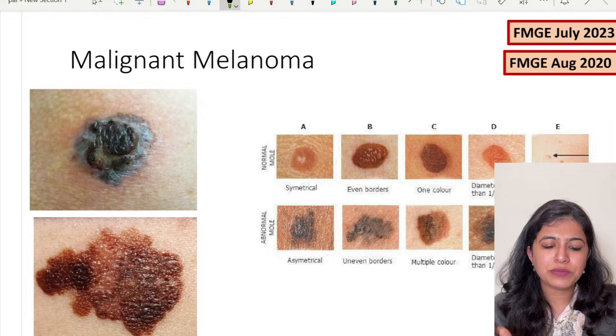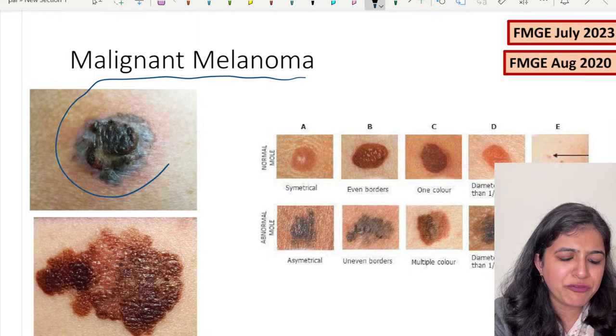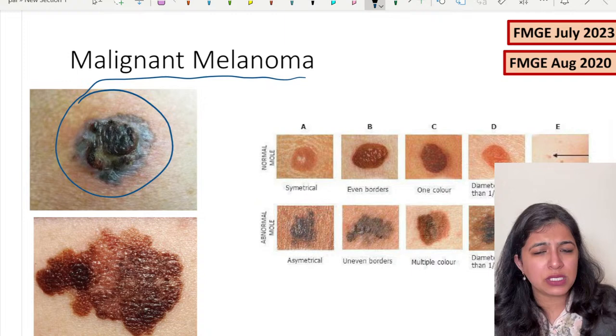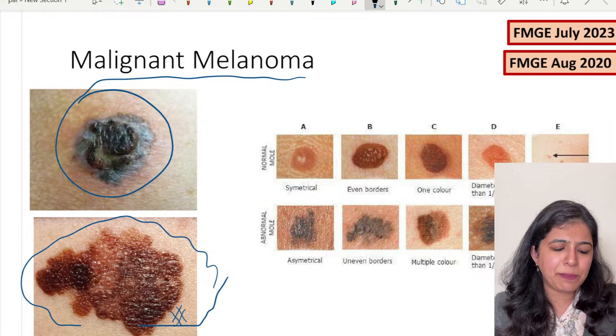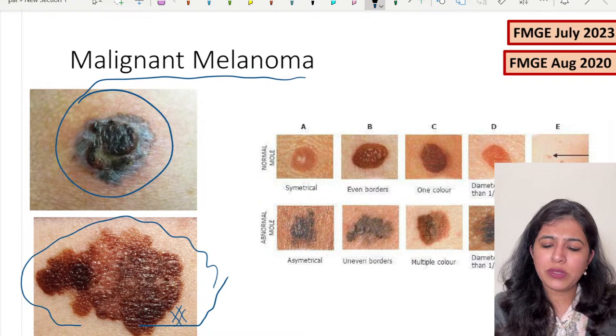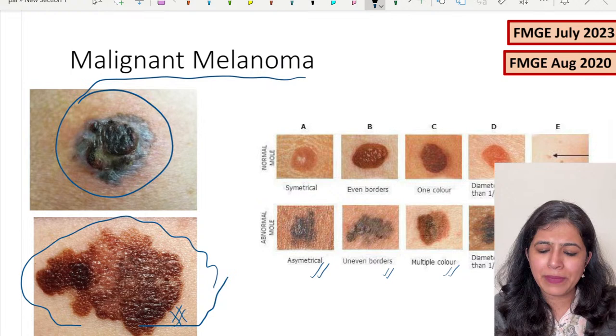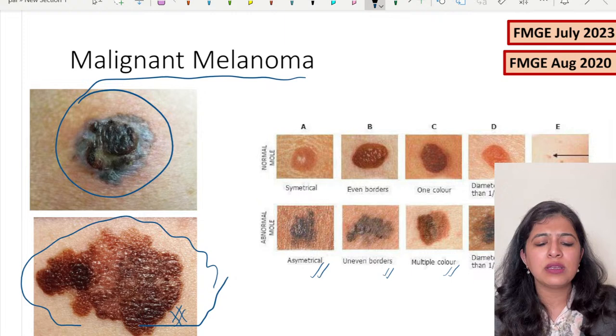So, malignant melanoma. What you see here in malignant melanoma will be a black tumor. So black cancer, malignant melanoma image asked in 2020. It was asked just in the July 23 exam. So when you see an asymmetrical lesion with uneven borders, with multiple colors, this is malignant melanoma. You follow the ABCDE rule: asymmetrical, uneven borders, multiple colors, diameter larger, changes evolving. This is the ABCDE assessment, which hints towards the diagnosis of malignant melanoma.